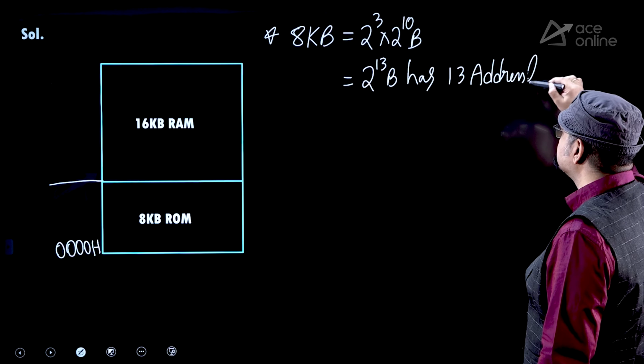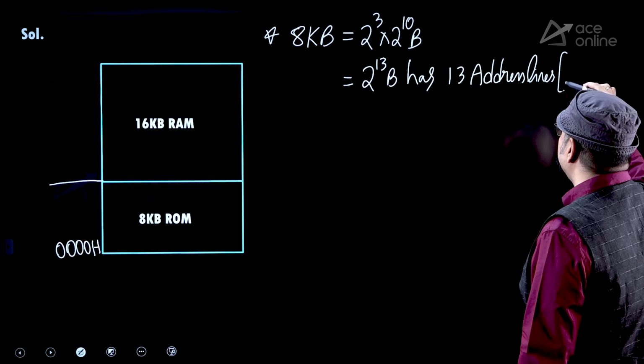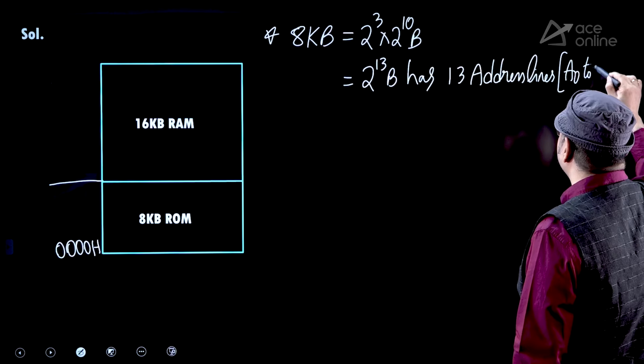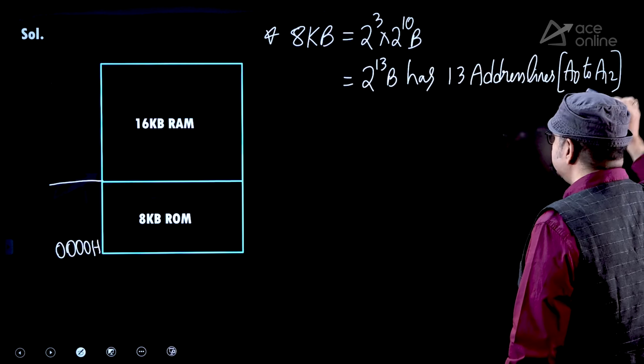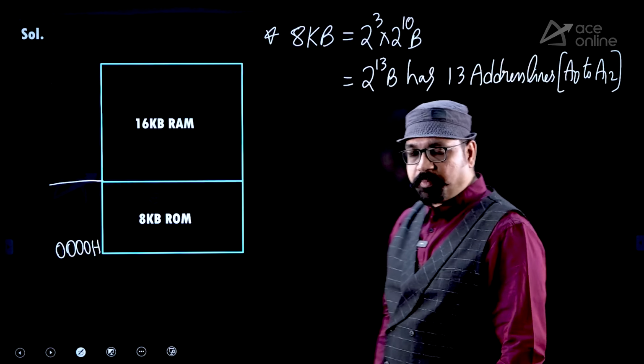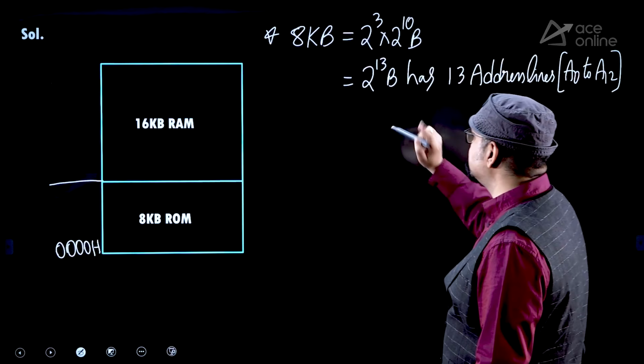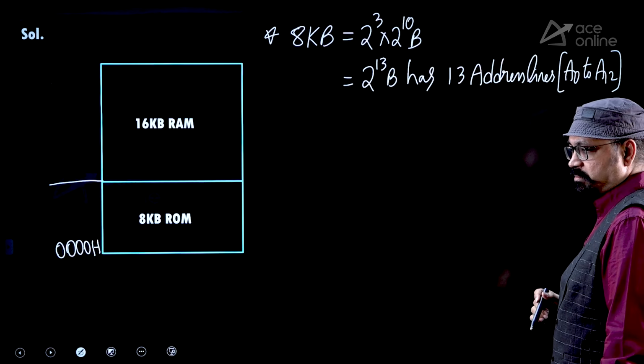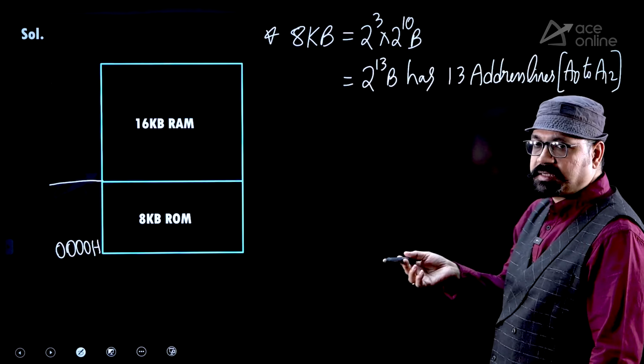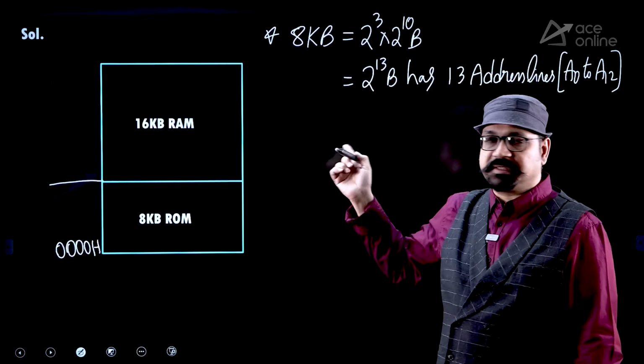13 address lines. What are they? A0 to A12. If you are interfacing this memory IC to the 8085 microprocessor, out of the 16 address lines of 8085, you have to use only these 13 address lines for byte selection. The remaining upper order 3 address lines you are going to use for chip selection of the same chip.